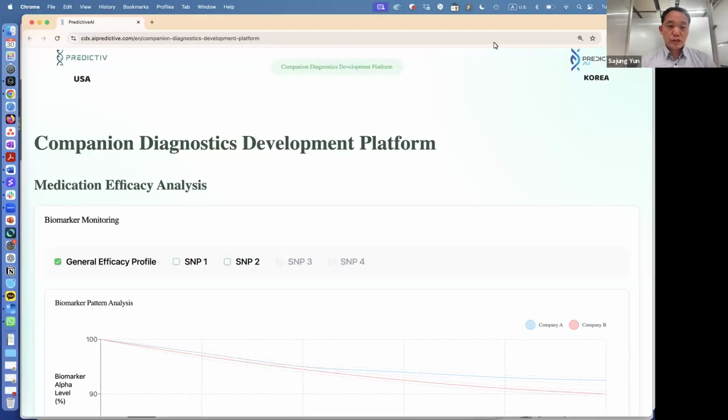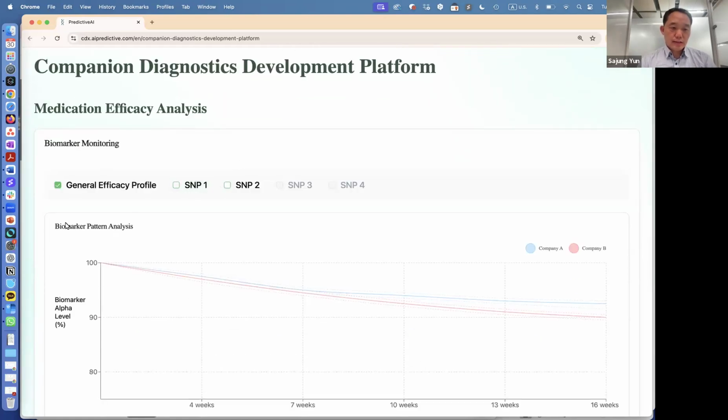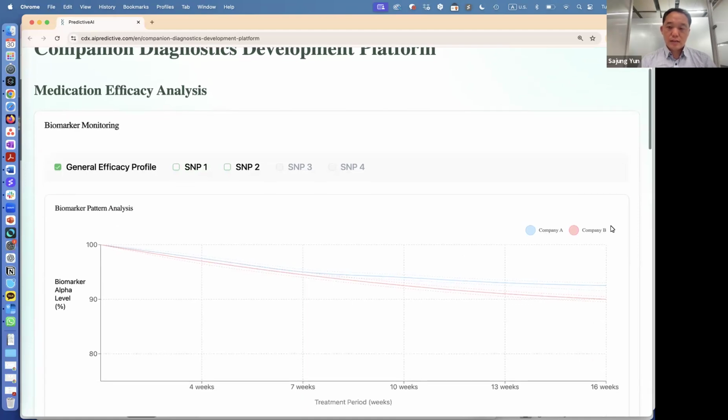This is a demonstration for a platform to build companion diagnostics development. Generally, let's think that this is the inflammation biomarker, and company A is our company, and company B is another company already in FDA. I have a drug already approved by FDA.